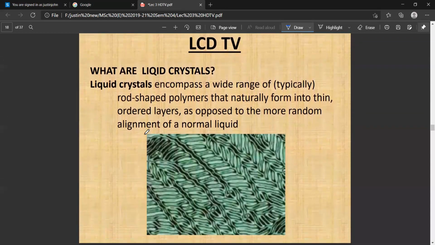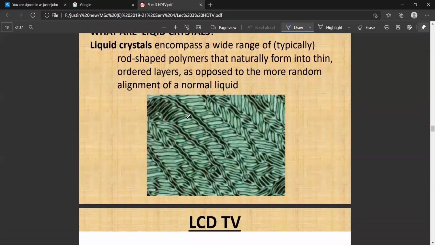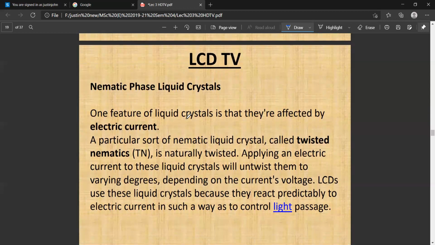What are liquid crystals? Liquid crystals are actually rod-shaped polymers that naturally form into thin ordered layers. You can see the liquid crystals forming ordered layers in the picture. These are the ordered layers. These are liquid crystals.